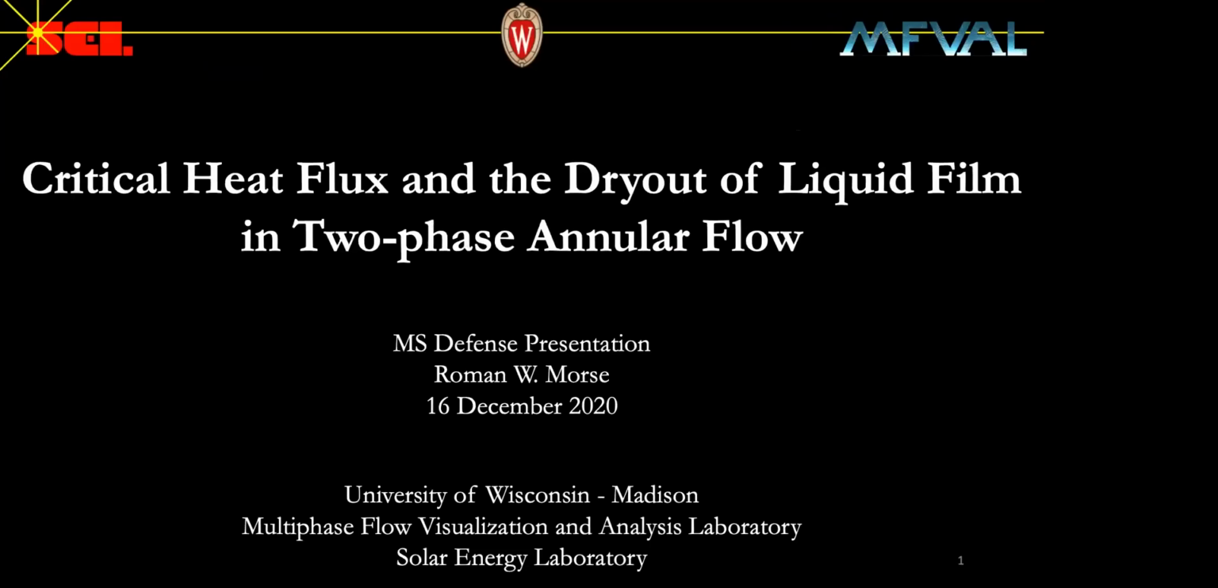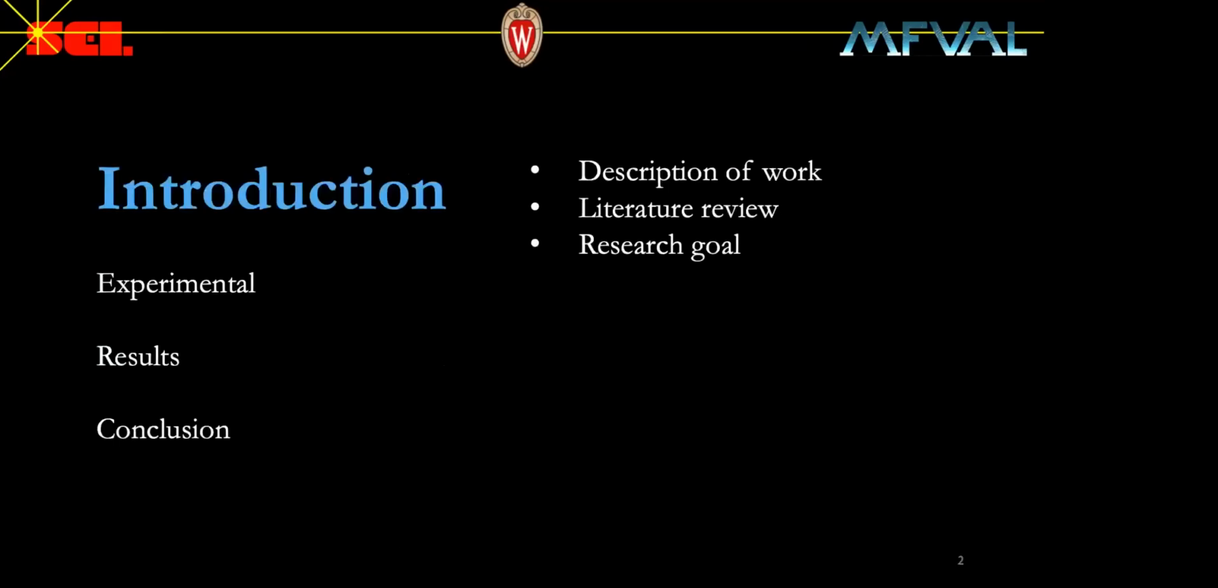The work is titled Critical Heat Flux and the Dryout of Liquid Film in Two-Phase Annular Flow. The presentation is broken into 4 sections. We'll start in the obvious place with the introduction. In this section, I'll provide a description of the work that we did during this research and then some of the goals that we had while performing this research. Next, I'll provide a brief literature review before moving into the experimental section.